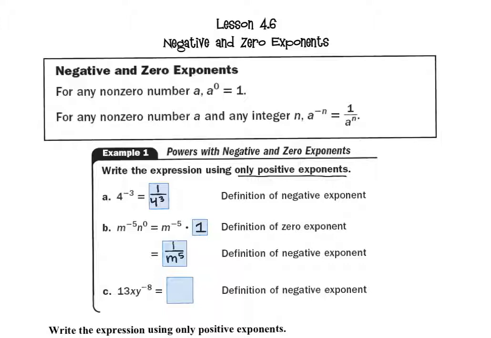Now the last one gets a little trickier because we have 13x y to the negative 8th power. So here's where it's really important to ask, what is the base? In problem C, the base is y. So y is the only thing that gets moved down, and the 13x stays in the numerator. So this would be 13x over y to the 8th power. Again, the base here with the negative exponent is y, so that's the only thing that moves down to the denominator. And 13 and x do not have a negative exponent, so they stay in the numerator.